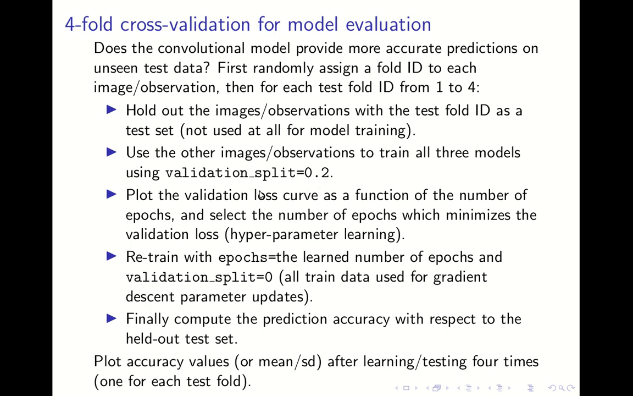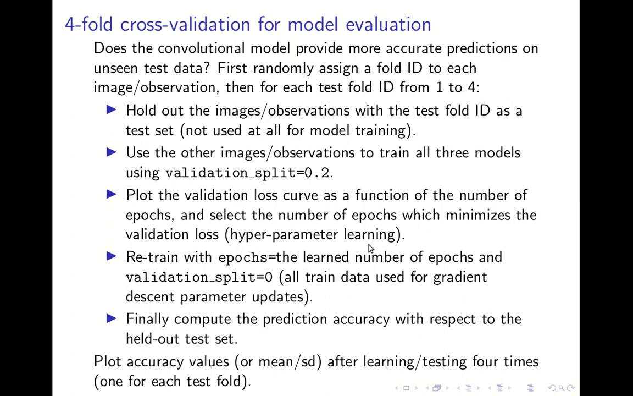After that, we plot the validation loss curve as a function of the number of epochs and select the number of epochs which minimizes the validation loss. That's what we were seeing in the previous figures. Again, that's totally ignoring the first test set that we held out at the very beginning. It's not used at all in this calculation of the validation loss curves. This step is essential. It's the hyperparameter learning step.